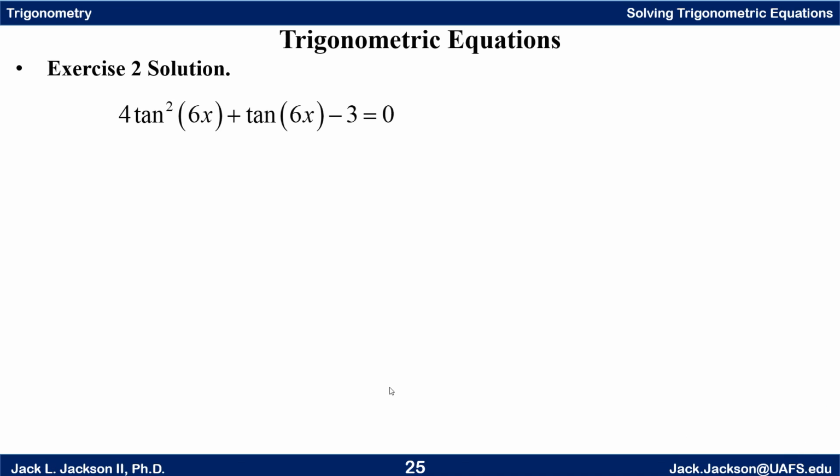All right. How about one more? 4 tangent squared of 6x plus tangent of 6x minus 3 equals 0. See if you can work this one out yourself. Again, work it on your own, see if you can get an answer, and then come back and check it after you've done it yourself. Don't just watch the video on it. Do it yourself first. Press pause now.